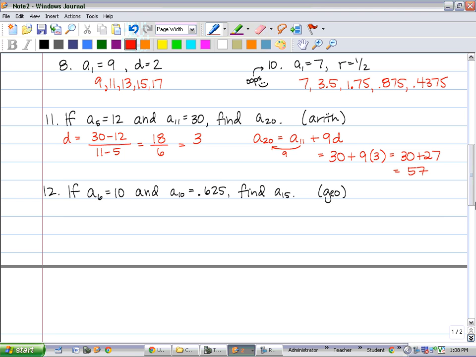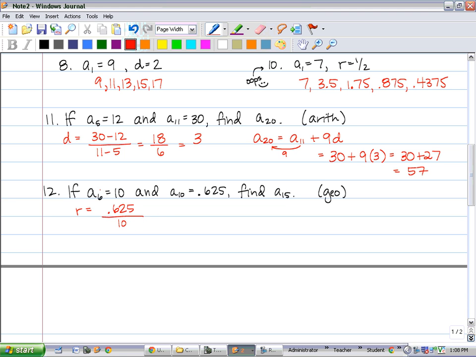Okay? Number 12, very, very similar, except we're looking at a geometric sequence. So instead of subtracting and dividing to find our R, we're going to do some division and then a root to undo what we've been given. Okay, so now R equals, it should be the quotient of our two terms, always taking the last term divided by the first. That tells me the difference in the R's.